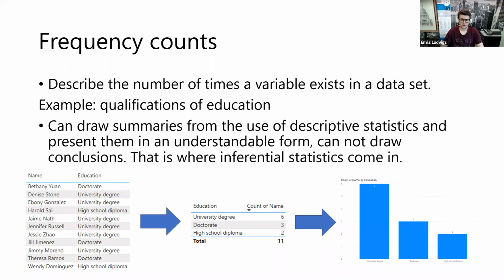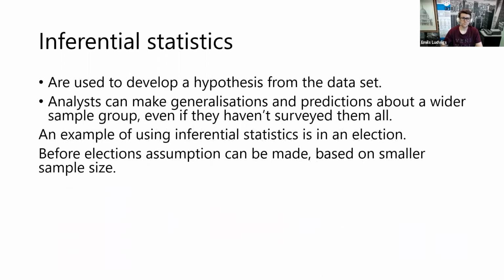But these summaries are really useful. To understand a little bit deeper, we need to use inferential statistics. This statistic type is really interesting, and why we are using it is that we can develop hypotheses from the data set and make some kind of generalizations and predictions for wider sample groups, about what we have and what we don't have.